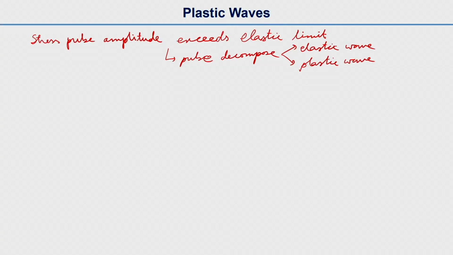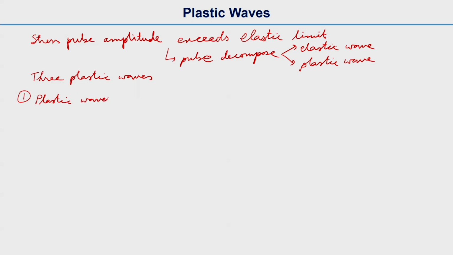So here we will discuss the three classes of plastic waves. The first one is plastic waves in rods or wires or bars.